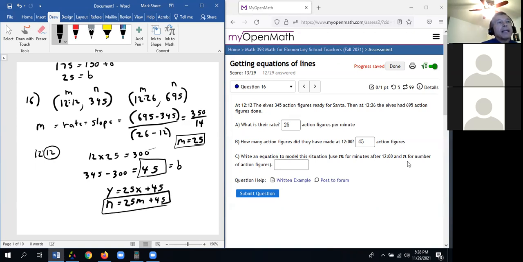Now, the other way of getting that 45 is to substitute in a point. We have to get the slope, so we have Y equals 25 X plus B. And if you want to use algebra to do it, you have to substitute in a point. Well, what point could you substitute in?